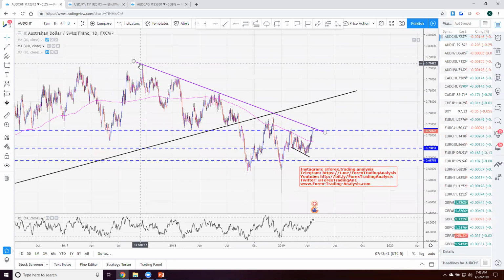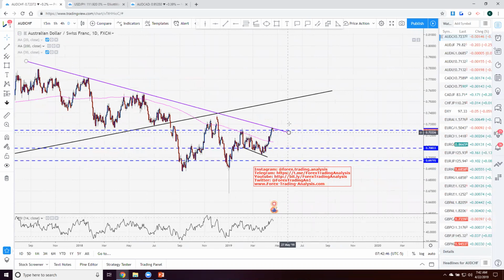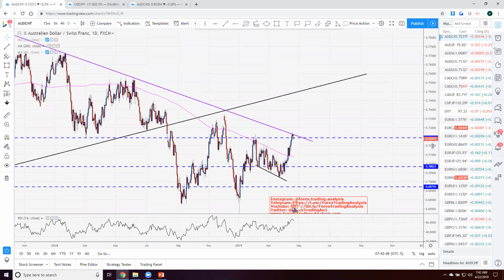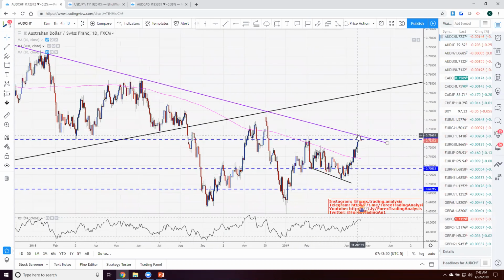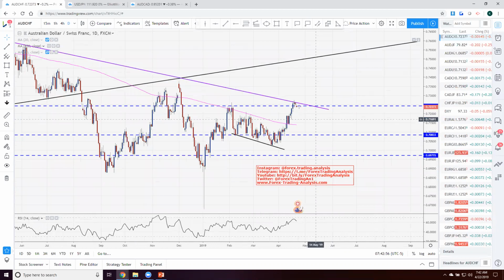But Aussie Swiss, similar type situation. We've got a downtrend, bearish trend, currently at that, tested that descending trend line last week, yesterday. So could potentially see a pullback from here before bouncing and then watching whatever happens from there.